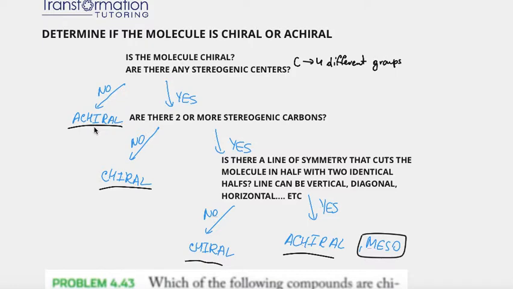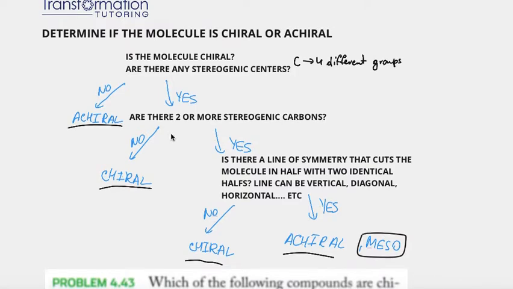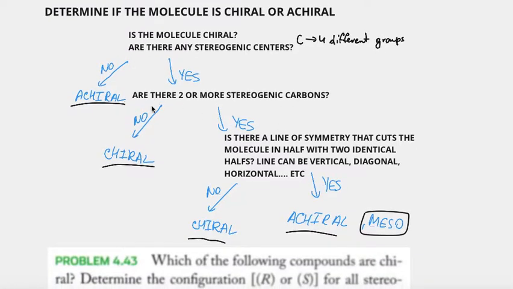Please keep in mind that there are exceptions to this rule. There are molecules that don't have any stereogenic centers and are achiral, but those are exceptions, and for the most part, you can say that if your molecule does not have a stereogenic center, it is achiral. If the answer is yes, the next question you ask is, are there 2 or more stereogenic carbons? I call them carbons, others call them centers, it's the same thing. If the answer is no, your molecule is chiral.